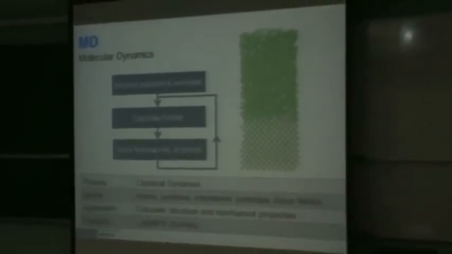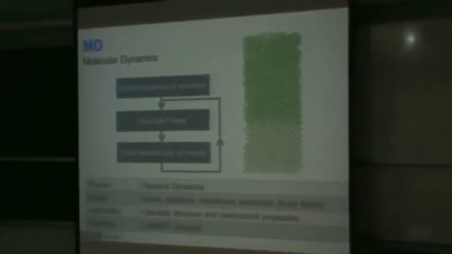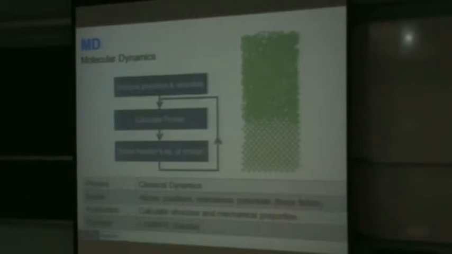In molecular dynamics, you start out with the positions and velocities of the different atoms in the system. You calculate the forces between them. Then you solve Newton's equation of motion for a small time step, and you iterate that process for as long as you like, until you reach steady state. The physics here is all classical mechanics, but it goes into these interatomic potentials that you put into this. And that's really the key, to get these potentials, these force fields, right. But what you get out of it is you're able to calculate the structure and mechanical properties.